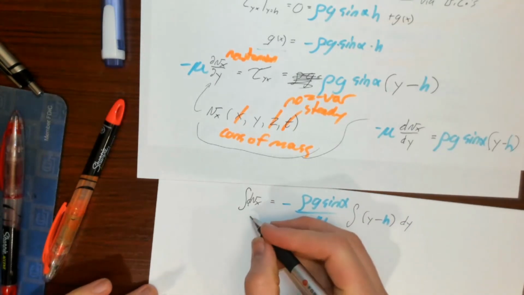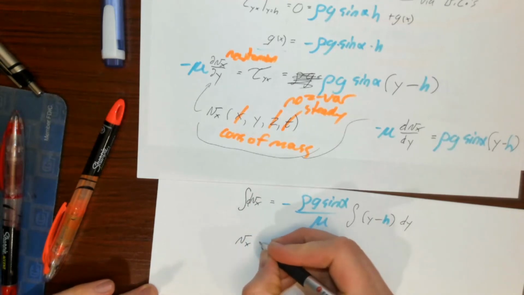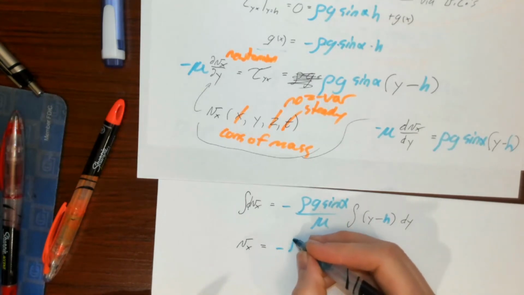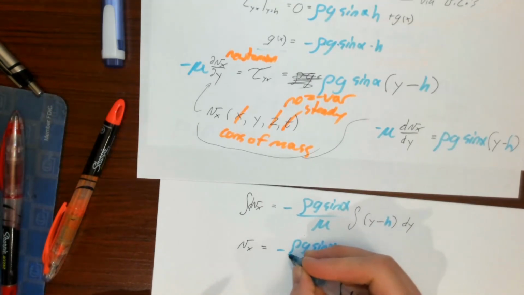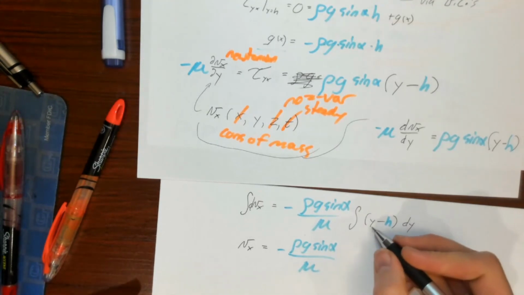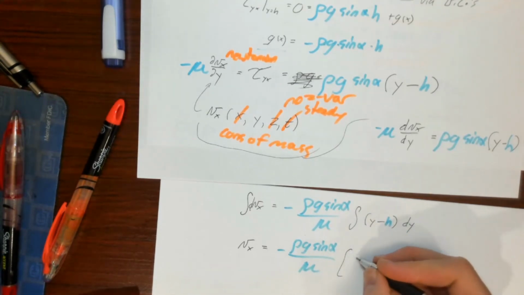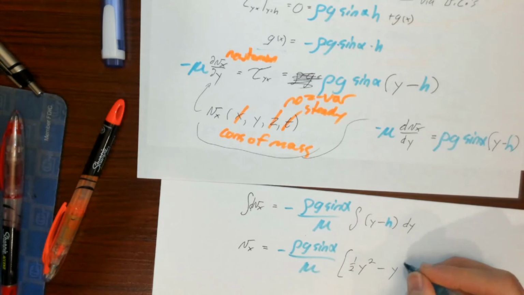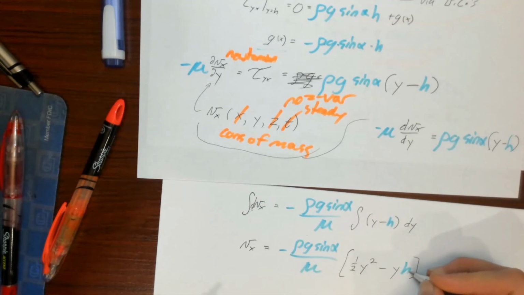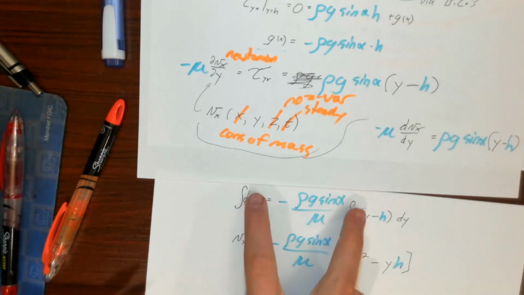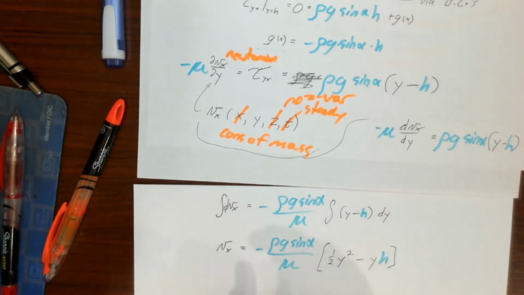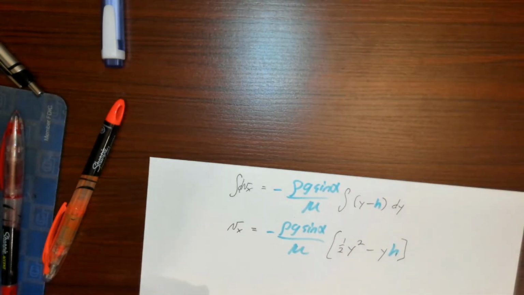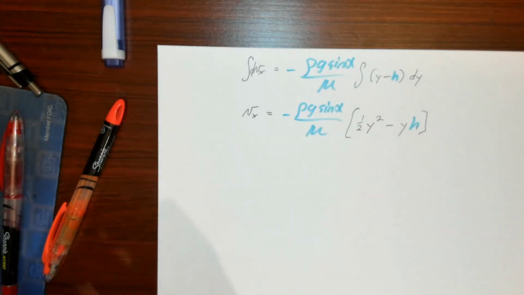I can integrate both sides, and the integral of dvx just becomes vx. Now I have minus rho g sine alpha over mu. I integrate the right-hand side, and I get 1/2 y squared minus yh. I could attempt to put limits of integration on these, but for these types of problems, I think it's usually a little easier to put constants of integration and find them later.